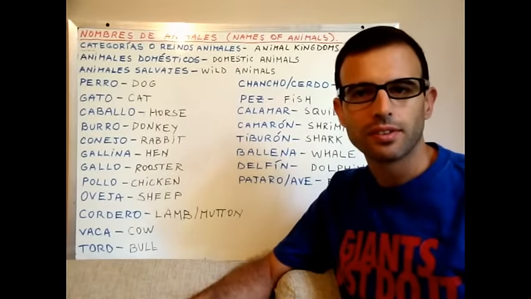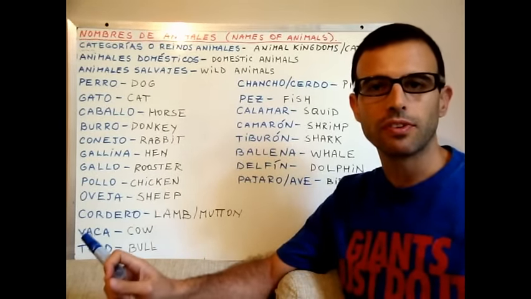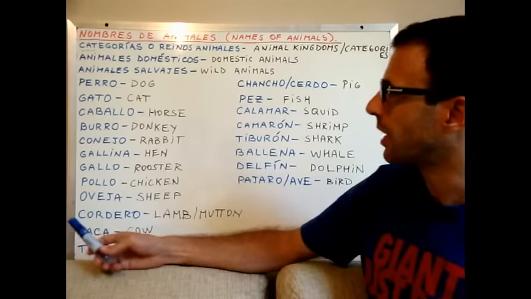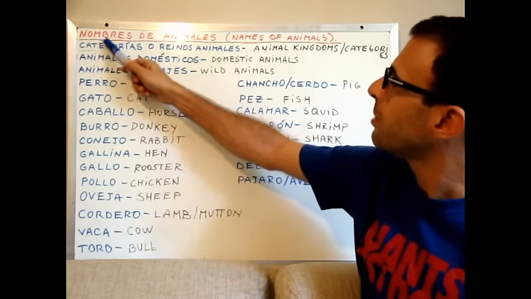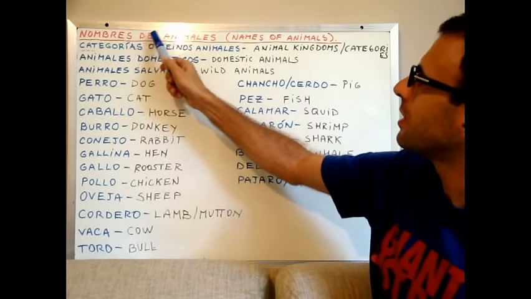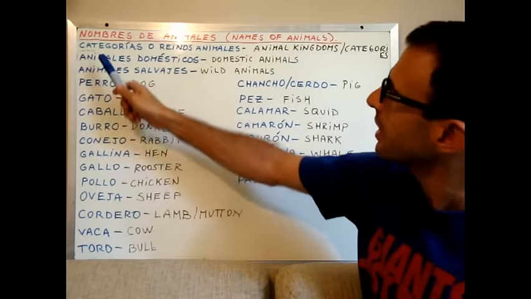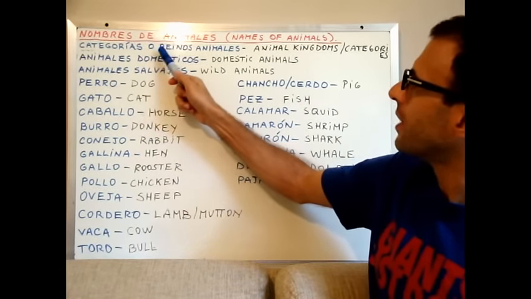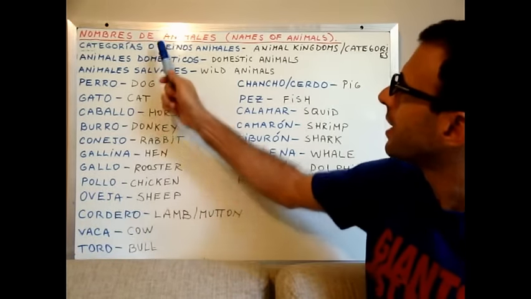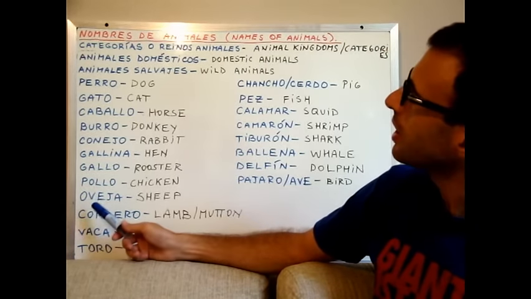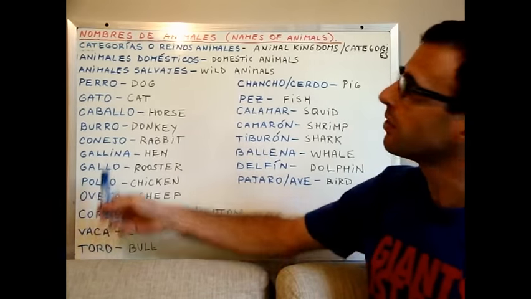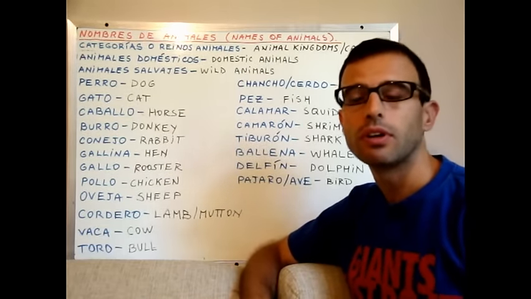In today's Spanish lesson, I will show you the names of the animals in Spanish, okay? We will just see the most common names, the most common animals. The title is Nombres de Animales. This is names of animals, right? Categorías o reinos animales. These are categories or animal kingdoms. Reino means kingdom. We won't see all the animal kingdoms, nor all the categories, just some few that are the most used ones, okay?